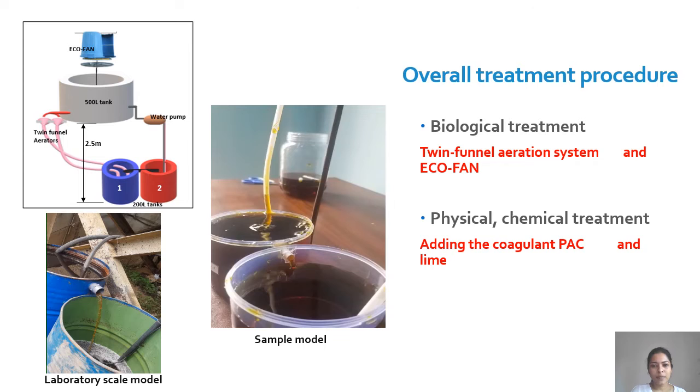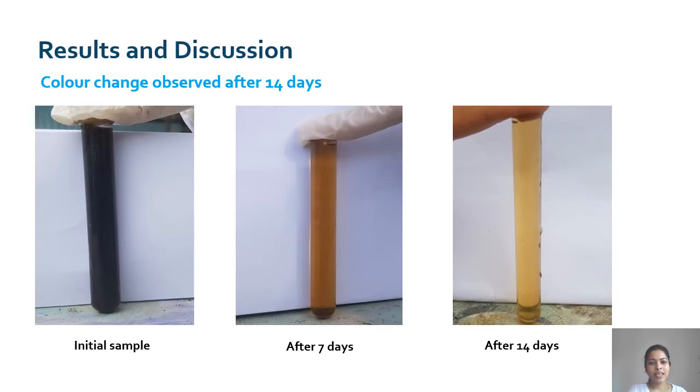For the physical and chemical treatment, 490 grams of polyaluminium chloride was added and it was allowed to settle down. After that, 2 liters was taken and 50 grams of lime was added and it was rapidly mixed. This slide shows the color change observed during the first 14 days of biological treatment.